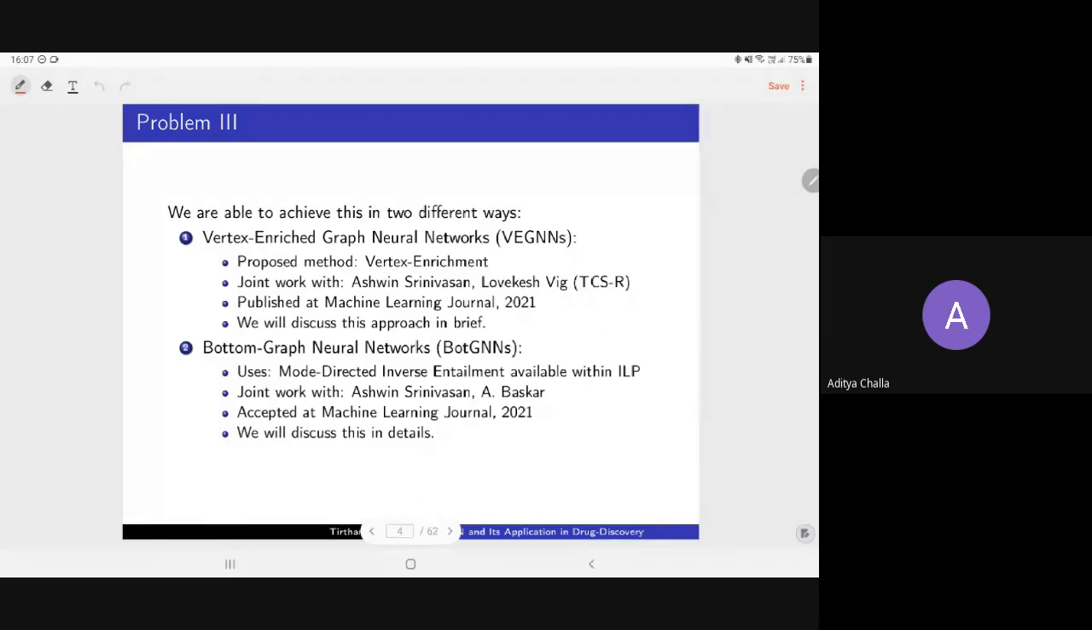I'm not going to talk about this because we don't have much time to talk about all the work that we have done. So I'll give a basic insight into the results only. The second work that we have done, which has been accepted recently at MLJ, is more directed inverse entailment, using the idea of more directed inverse entailment that is available within inductive logic programming to incorporate the symbolic domain knowledge into GNNs. And we call them BOTTOM GNNs. And this is joint work with Professor Ashwin Srinivasan and A. Bhaskar from our department.